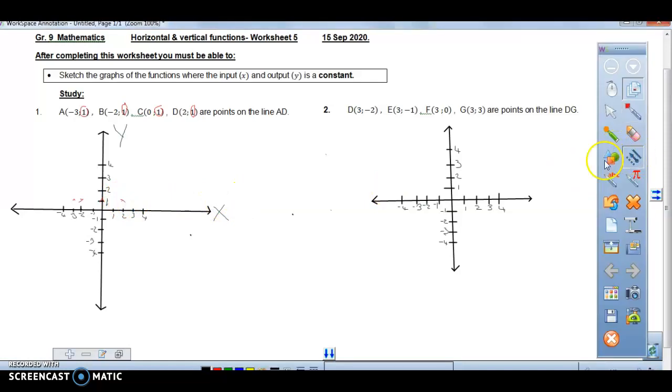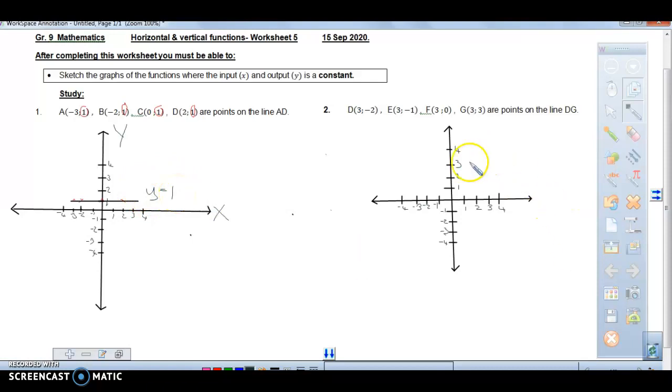If I connect them now, what am I going to get? I'm going to get a straight line. So for every point on that line, regardless of what the input value of x is, the output will always be 1. And because of that, the equation for this graph will simply be y equals 1. y will always be 1, regardless of what x is. And that line is parallel to the x-axis, and your output is a constant.